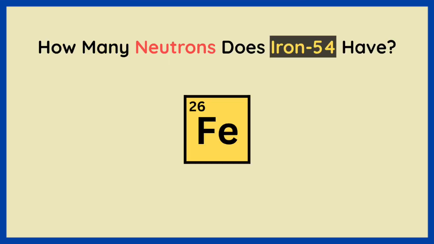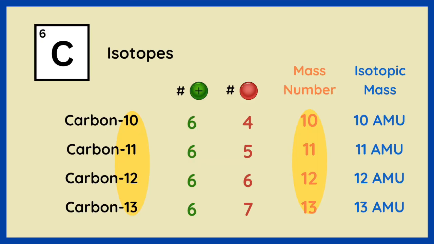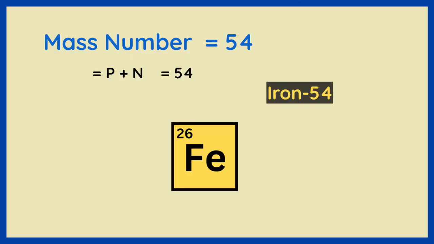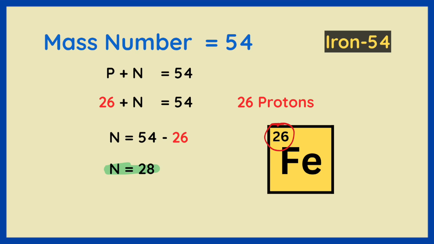So with that said, how many neutrons does iron-54 have? Well, if carbon-10's mass number is 10, carbon-11's mass number is 11, and carbon-12's mass number is 12, iron-54's mass number is 54. And we've already established that mass number is protons plus neutrons. And the atomic number tells us that we have 26 protons. So we substitute that into the mass number equation, do a bit of algebra, and get that there are 28 neutrons for this particular isotope of iron.